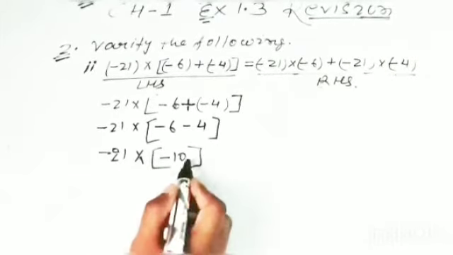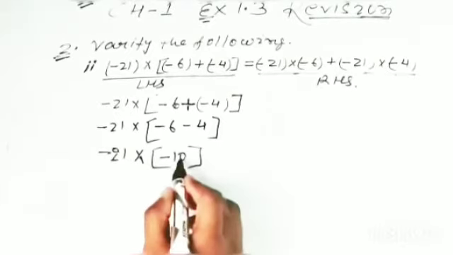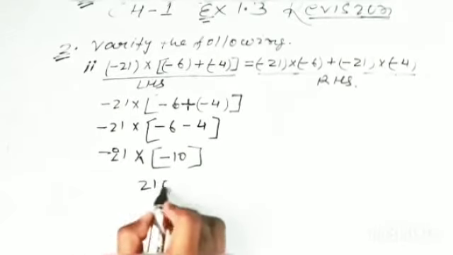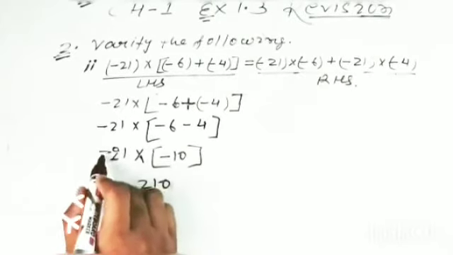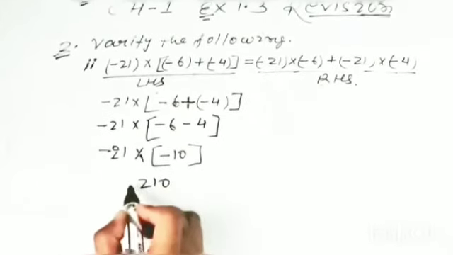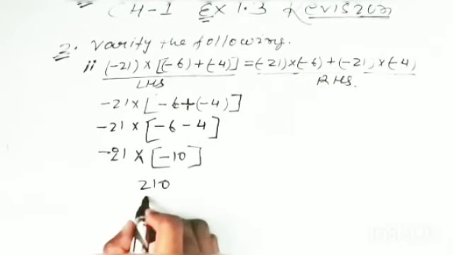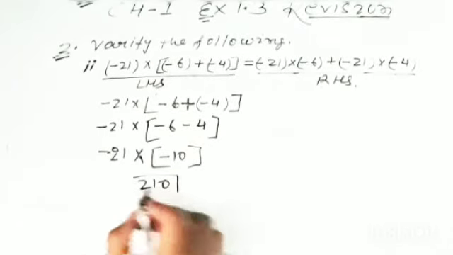And finally, we have to multiply these 2 numbers. The numbers are minus 21 and minus 10. Let's multiply first: 21 into 10, 210. And here we have to multiply the signs also. Minus into minus becomes plus. So we don't need to write plus in case of a single number. So this is our LHS. We have simplified LHS, which becomes 210.